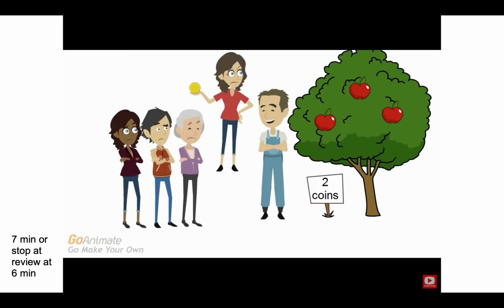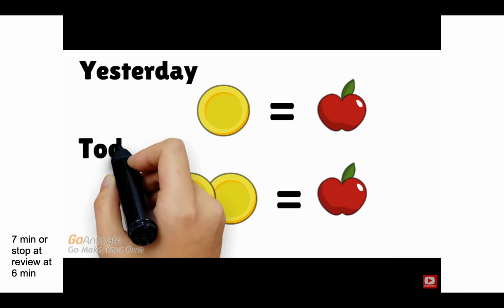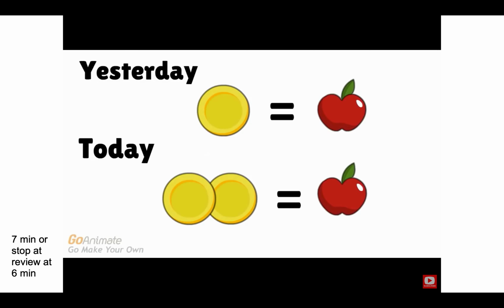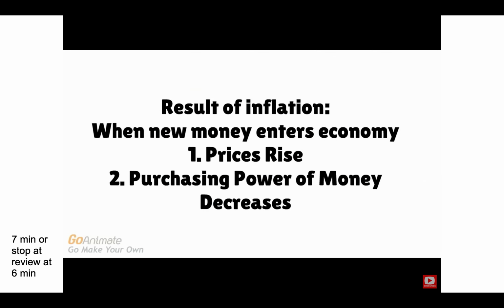Also, since more people have more money and want apples, Farmer Jack recognizes that he is able to raise the price of apples to 2 gold coins. Yesterday, 1 piece of gold bought 1 apple, but today you need to pay 2 pieces of gold in order to purchase an apple. Ultimately, one of the results of an inflation of the money supply is that once the new money enters the economy, prices rise and the purchasing power of money eventually decreases.